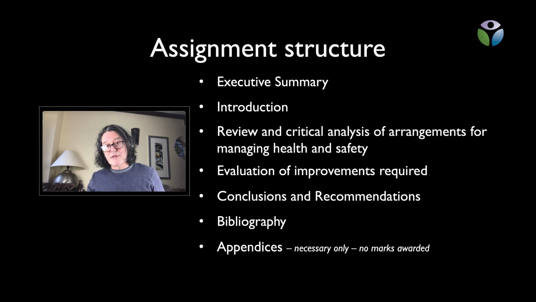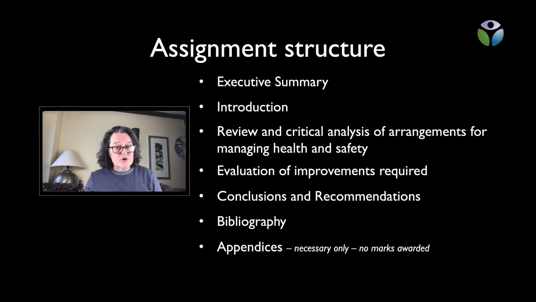There is a section there to evaluate those for the improvements that will be required. From this, you will start to draw the assignment to a close by bringing together your main conclusions and recommendations going forwards.